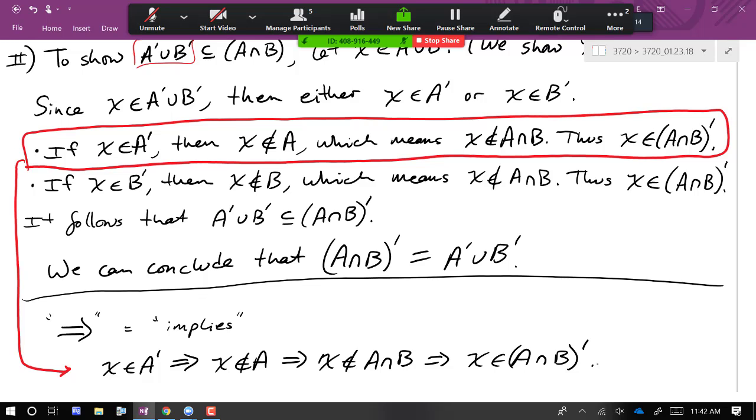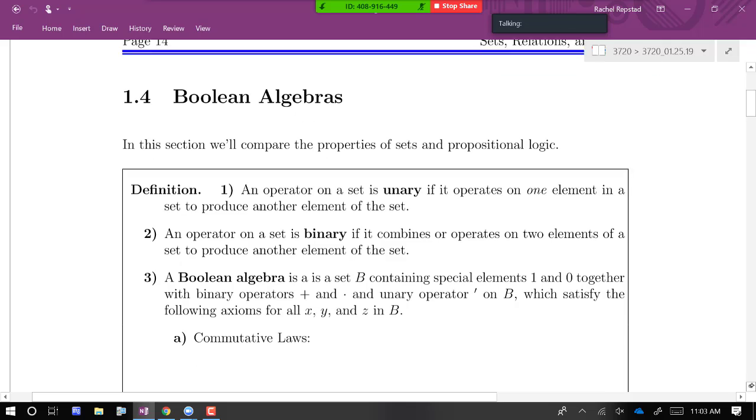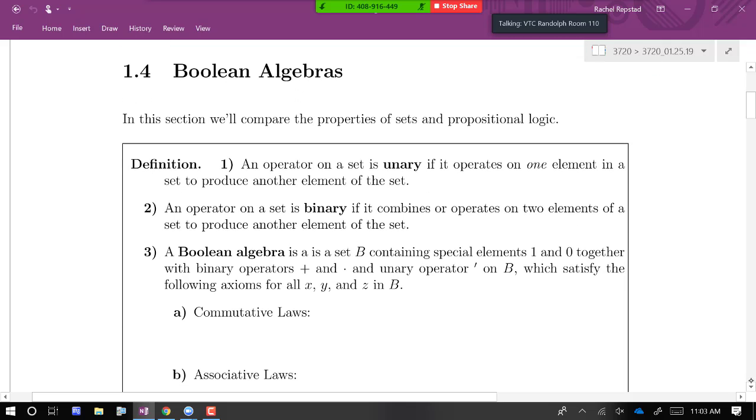Are there questions on that proof? So if we have a set with some elements, first of all, an operator is unary if it acts on one element to produce another element. We say an operator is binary if it acts on two elements to produce another element in the set.